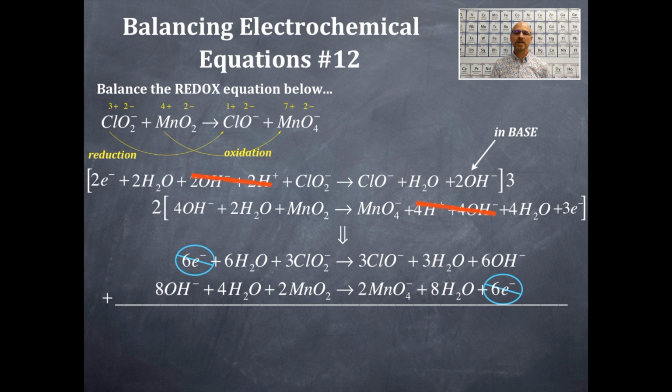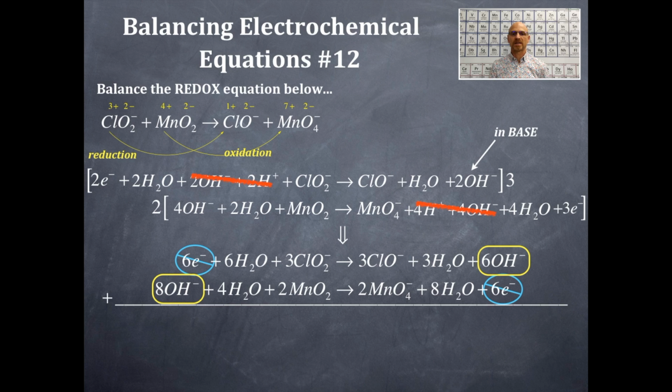Now, what we're going to do is look for similarities that are on the same side or opposite sides of both of these equations. For example, hydroxide ions. There are 8 hydroxide ions on the reactant side, 6 hydroxide ions on the product side. There will be a net of 2 hydroxides on the reactant side in the net balanced equation.